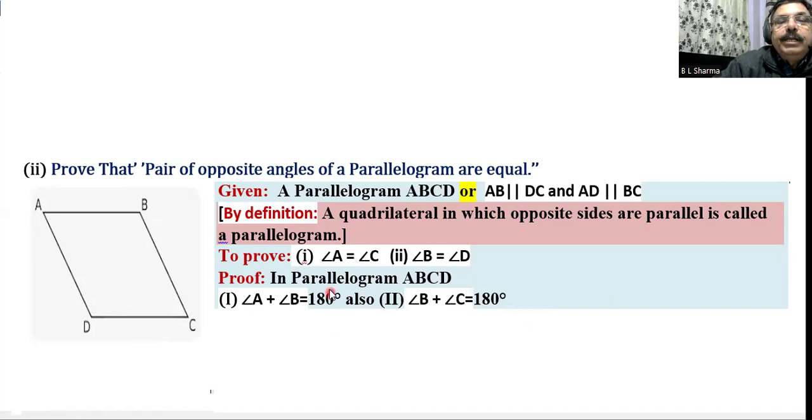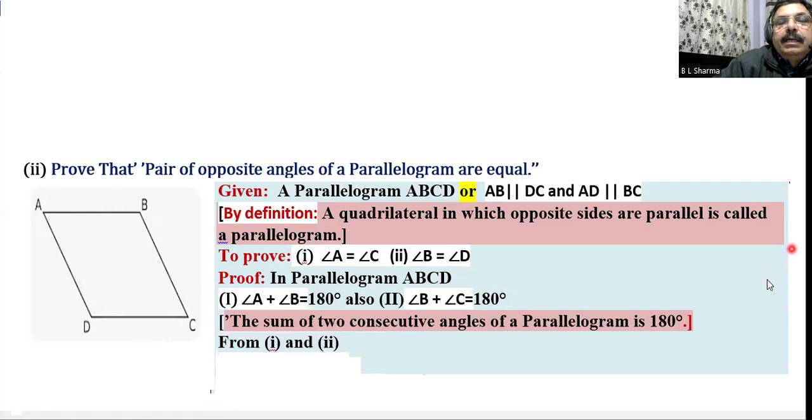इन दोनों को इक्वेट कर दीजिए. देखिए, this is 180 degree, this is also 180 degree. So angle A plus B, we can write, is equal to angle B plus C. But angle B is there on both sides, so you can cancel out angle B and B. So what is left? Angle A is equal to angle C.